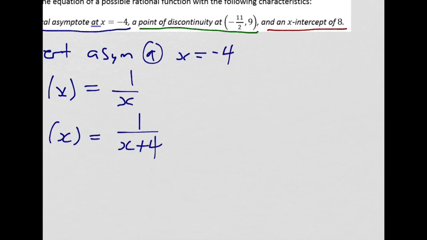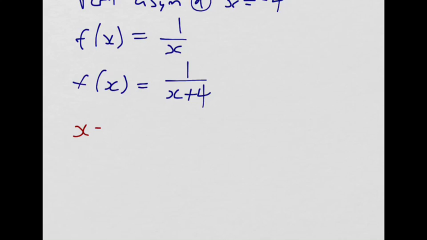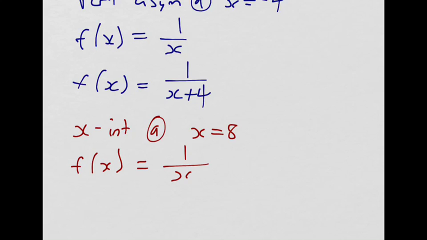How would you create an x-intercept of 8? x minus 8 in the numerator. Yeah, put x minus 8 in the numerator. Okay, so let's do that. Let's do the x-intercept at x equals 8. And the way we do that is we take what we had before, and we put x minus 8 up top.